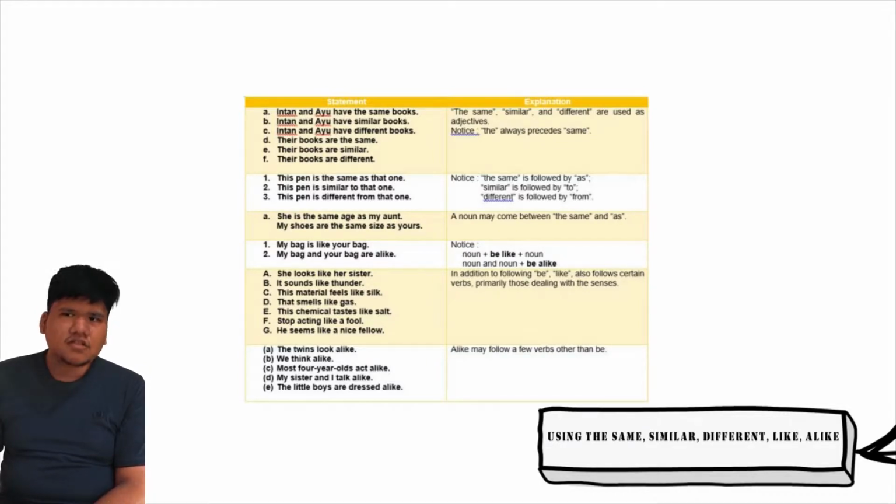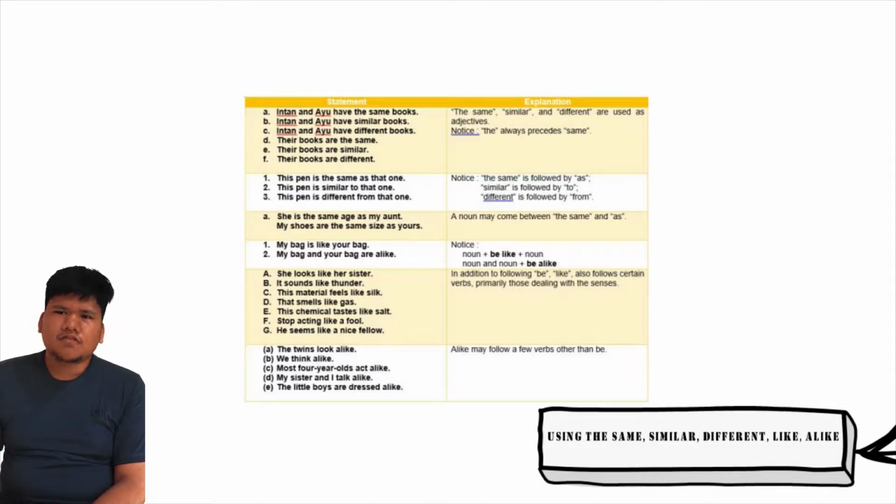A. She looks like her sister. B. It sounds like thunder. C. This material feels like silk. D. That smells like gas. E. The chemical tastes like salt. F. Stop acting like a fool. And G. He seems like a nice fellow. In addition to following be, like also follows certain verbs, primarily those dealing with the senses.